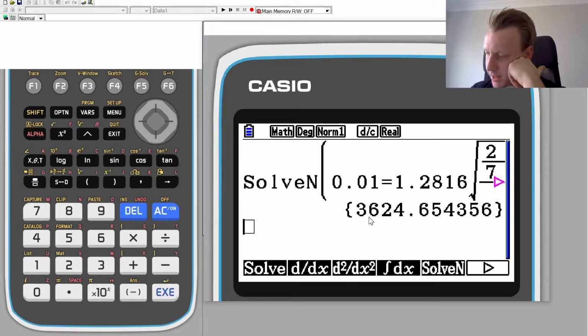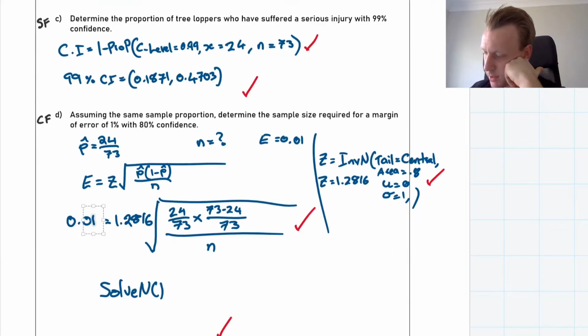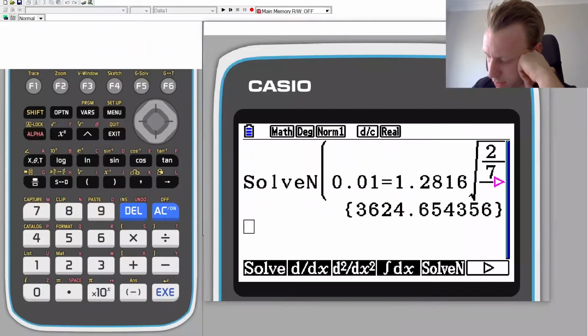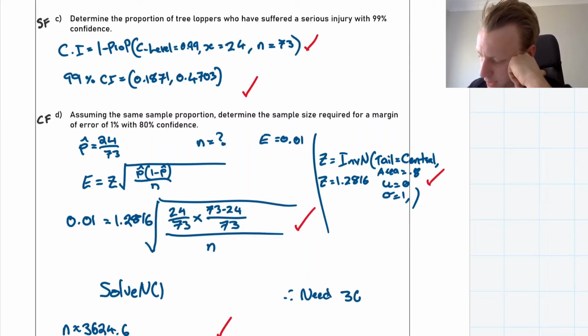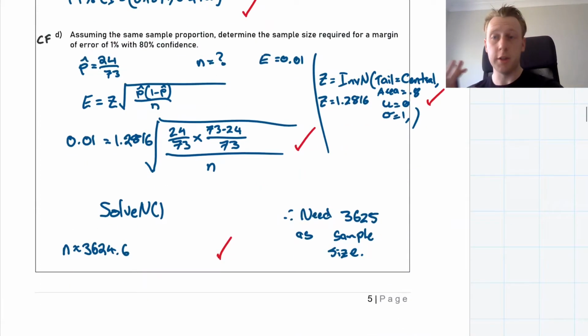3,625. That's what we're going to need. So n roughly equals 3,624.6. Therefore, need 3,625 as sample size. Very good. Next question.